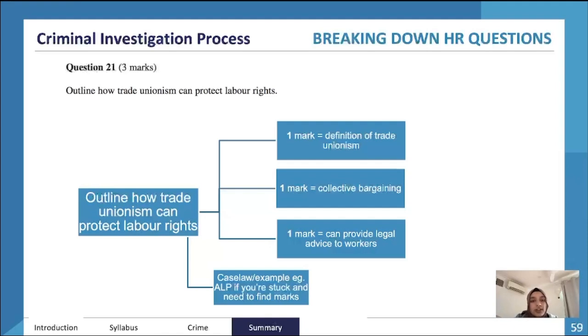Number 2, what about collective bargaining? All right, and number 3, can we provide legal advice to workers? Yes or no? And then what does that have to do with the question? Have a think about it. And then you can also integrate a case law example. For example, Australian Labor Party, if you're stuck and you need to find marks, that can be a good way to still get those marks. Okay, so again, have a think about how you would approach this. I'll give you a bit of time to answer that one, and then we can go from there.